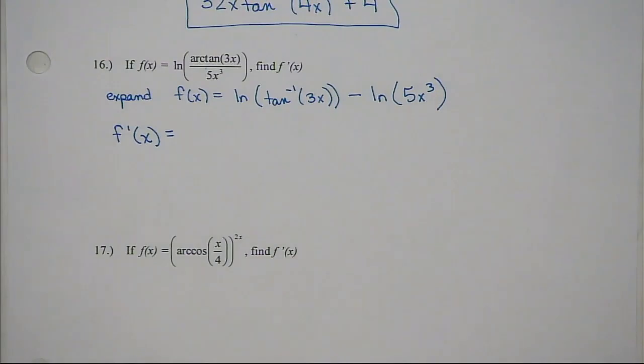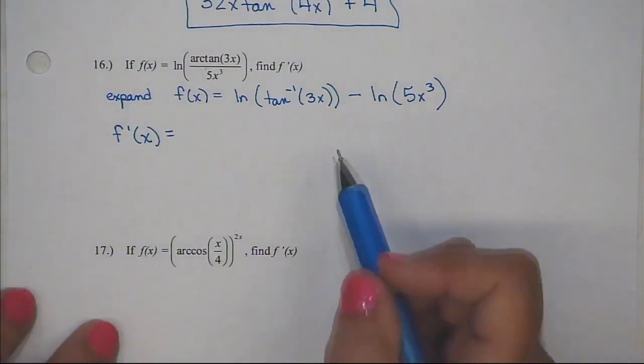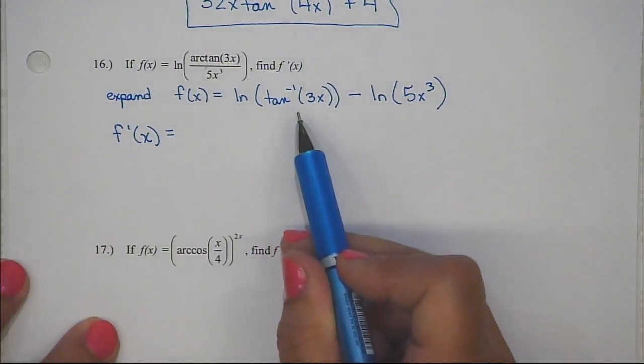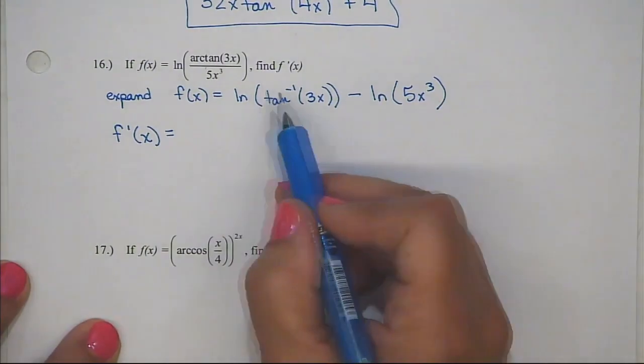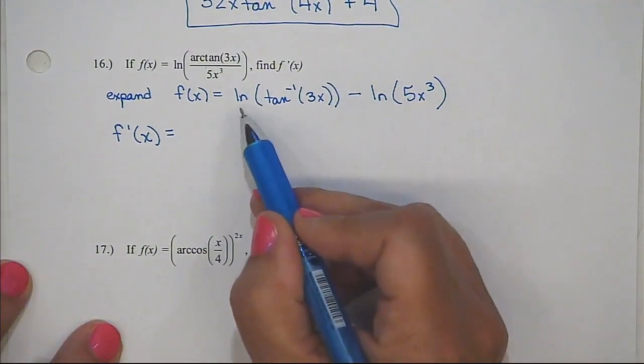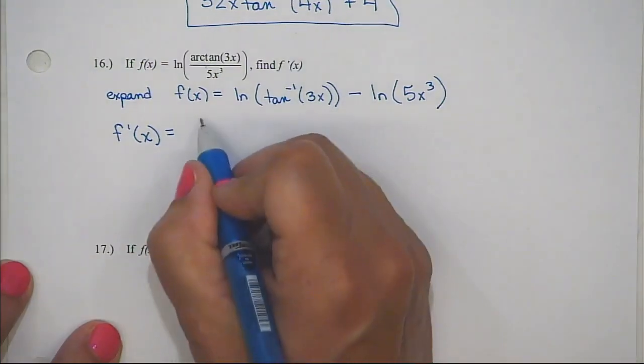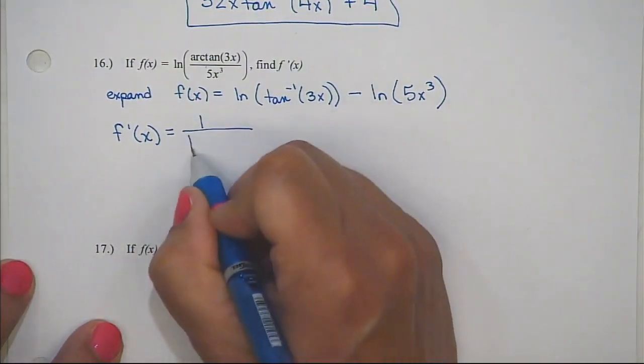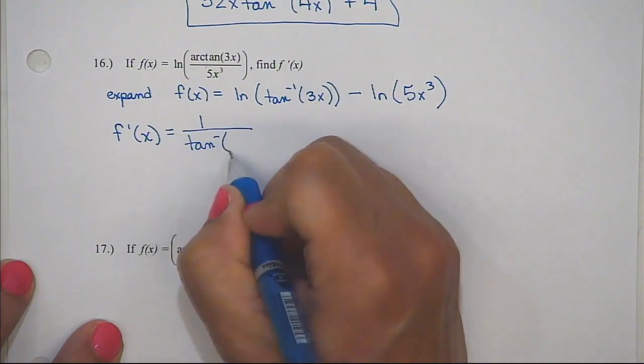So remember, the derivative of any natural log is 1 over whatever you take the natural log of, and then times the derivative of the inside. Right, that goes in the numerator. All right, so we're going to start with the natural log of inverse tangent of 3x. This is the fun piece right here. The derivative of natural log, that's the outer function, is 1 over whatever you're taking the natural log of.